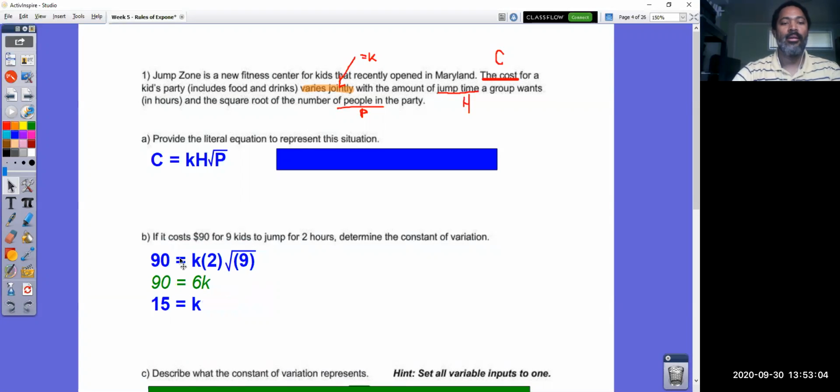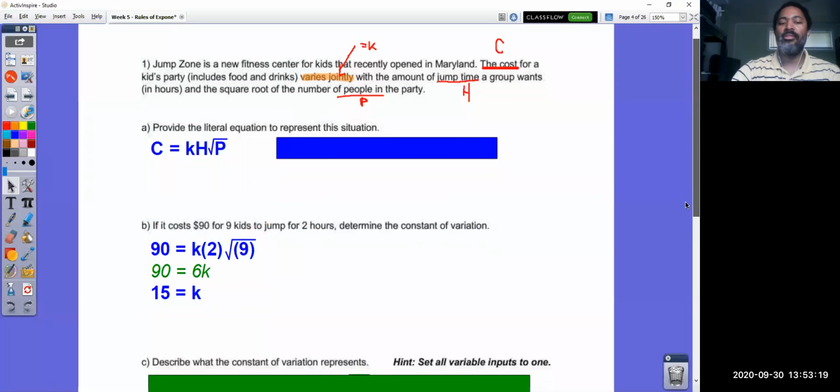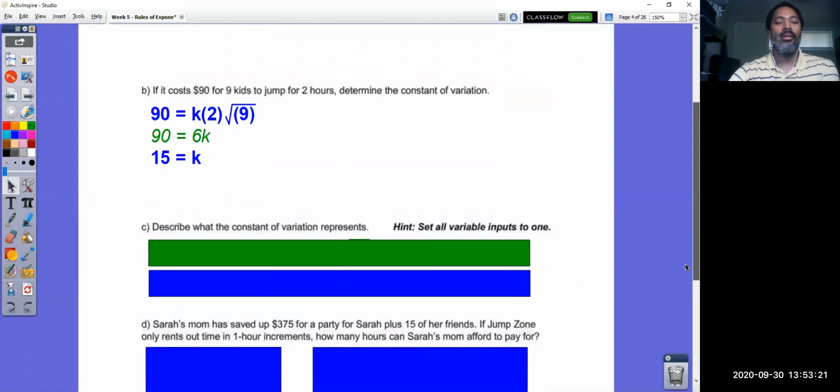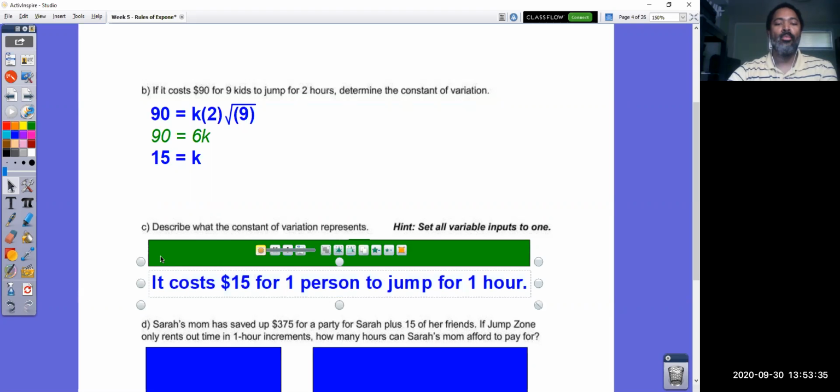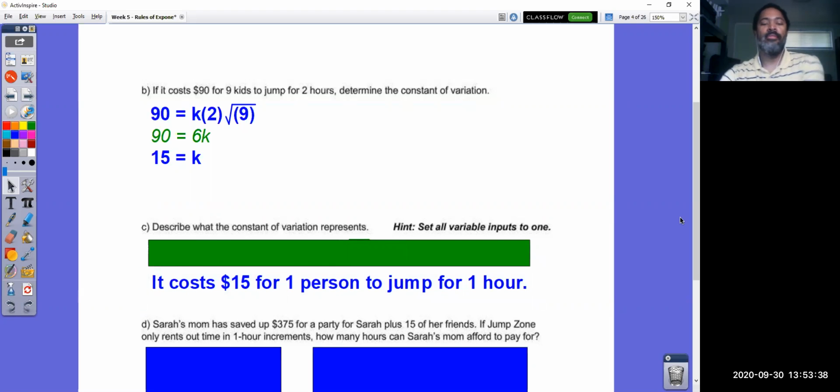We substitute the 90, the 2, and the 9. I'm going to simplify before trying to solve for k. 2 times the square root of 9. We apply the square root to the 9 to get 3. 2 times 3 is 6. So now we divide both sides by 6 to get a final result of 15. Describe what the constant of variation represents. Here, if we consider that one person jumps for 1 hour, the cost will be 15. So this represents the cost of one person to jump for 1 hour, $15, like the rate.